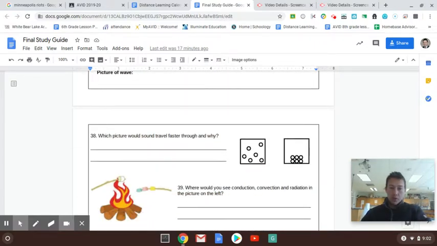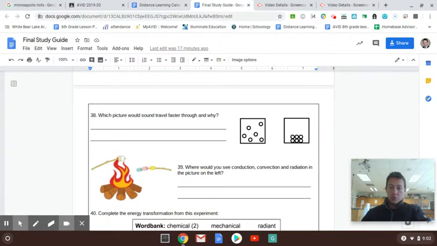Okay, number 38. Which picture would sound travel faster through and why? Sound needs a medium to travel through. What do we mean by that? It actually has to hit particles because it's like a compressional wave. It's energy. And when the energy hits a particle, the particle vibrates and then hits another one and sends the vibration onto the next one and the next one. So it's just a vibration of particles.